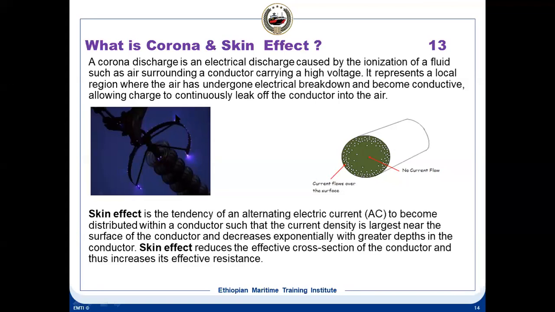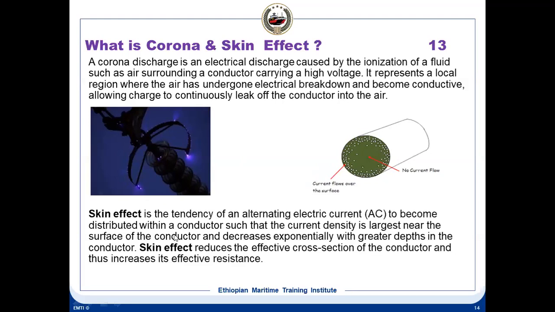So corona discharge is an electric discharge caused by ionization of the air surrounding a conductor carrying a high voltage. In high voltage systems, when the air breaks down, there is an electrical discharge known as the corona effect. Corona effect and skin effect are very important. I have put the skin effect here also.